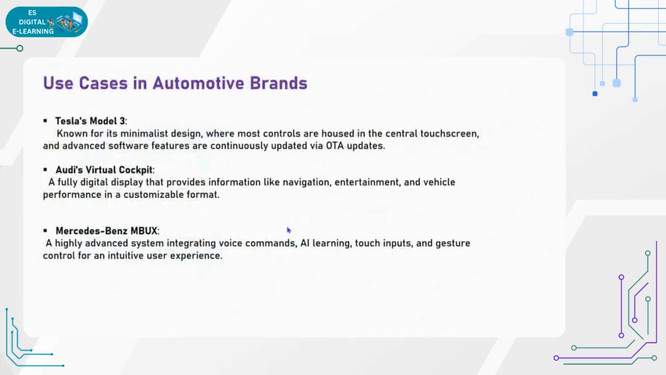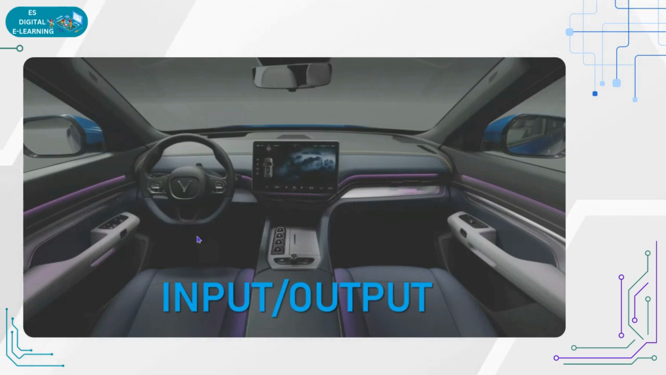Next, some of the cars which work like this are Tesla, Audi, Mercedes Benz. These are the example cars I'm giving here, and they are using it. So what are the inputs and outputs for this display?